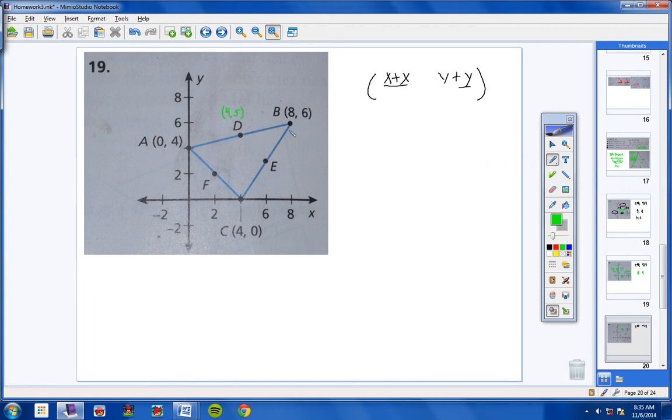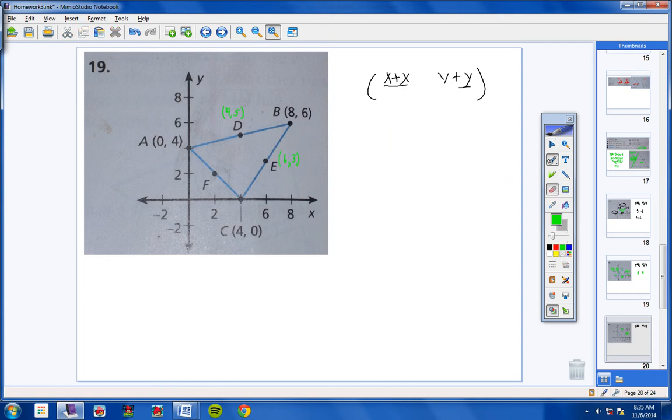Alright, let's find the midpoint between B and C. So this point right here, okay? Here we go. 8 plus 4 is 12, so 12 divided by 2. 6 plus 0 is 6 divided by 2. So your answer would be 6 comma 3. Here we go, point E, okay?